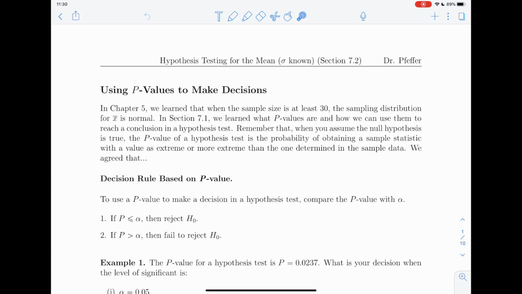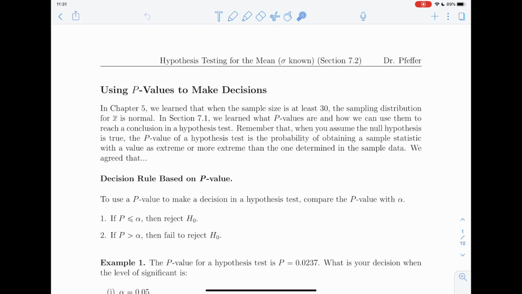To begin with, let's recall some facts. In Chapter 5, we will remember that as it related to the central limit theorem, we learned that when the sample size is at least 30, the sampling distribution for x bar, the sample mean, is normally distributed. Additionally, there's another background option: if your original distribution is already normally distributed, then your sampling distribution for the sample mean is also normal.